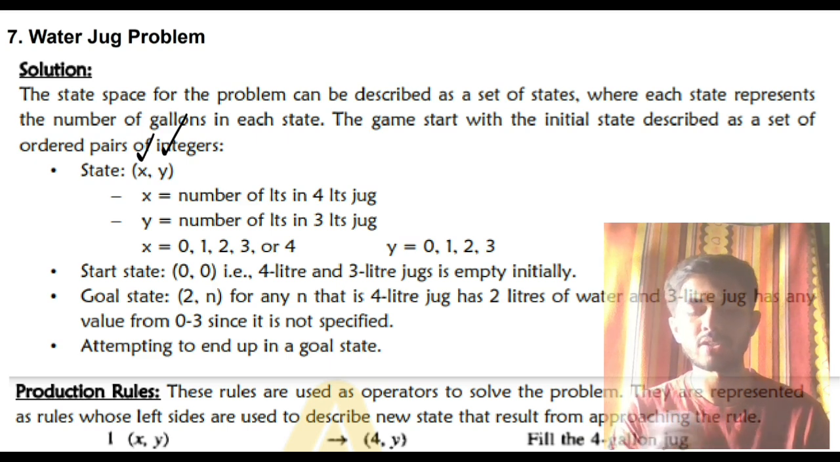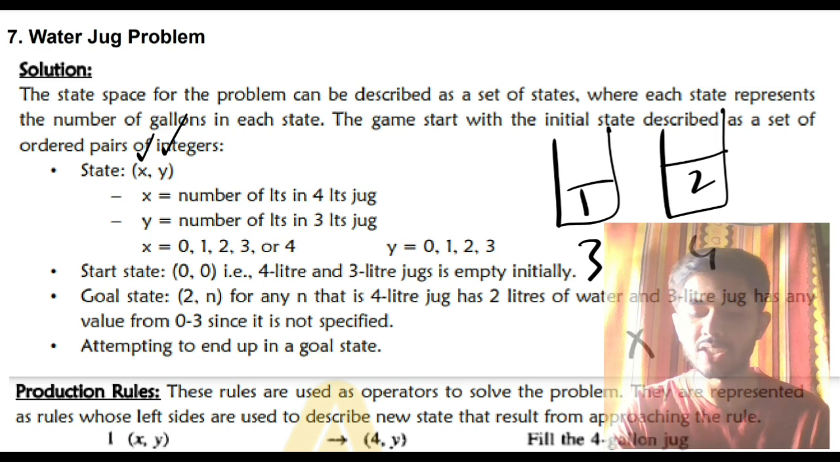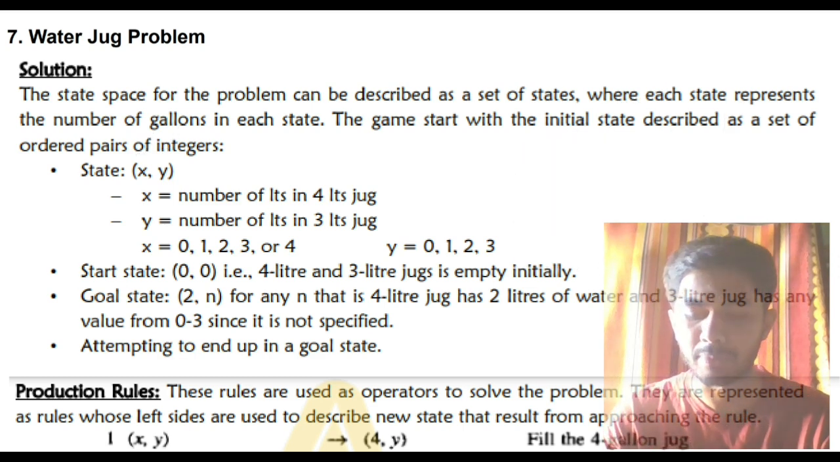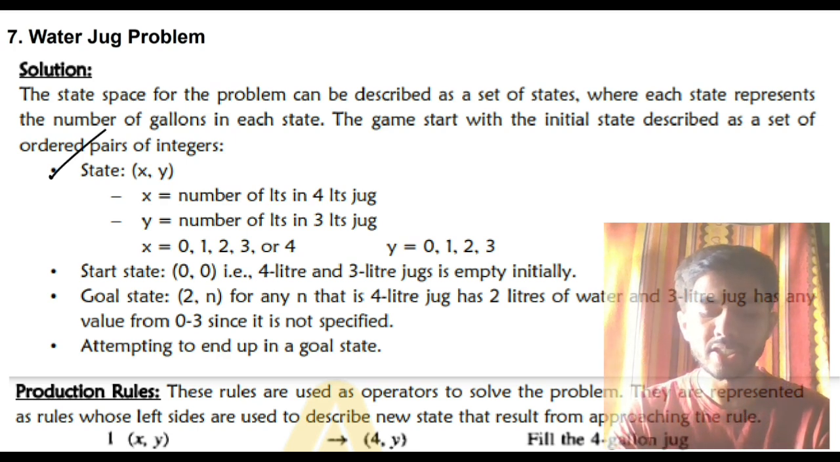That forms a state. For example, if I have a 3 liter one and a 4 liter one, I have 2 liters of water here, I have 1 liter of water here. What will be my state? My state is defined as x comma y. That means x is how much is present here, 2, and y is how much is present here, 1. 2 comma 1 is a state depicting this situation. Like that you will be writing. Okay, that's about the x and y. How you will be representing state, that you will be writing first.